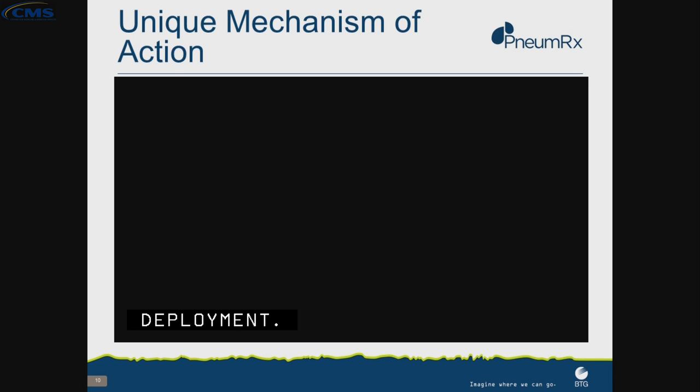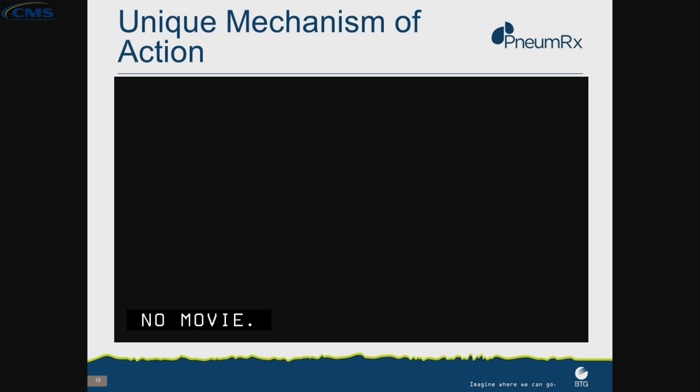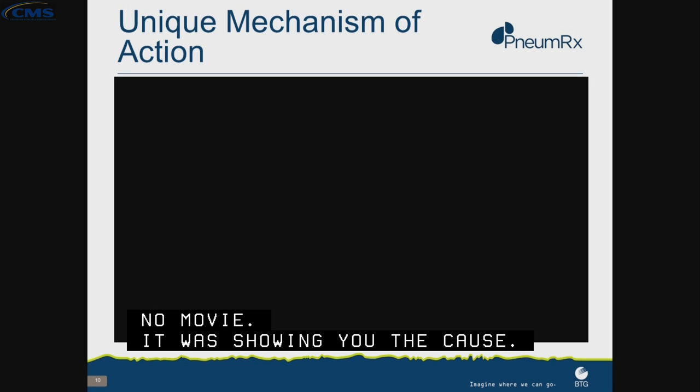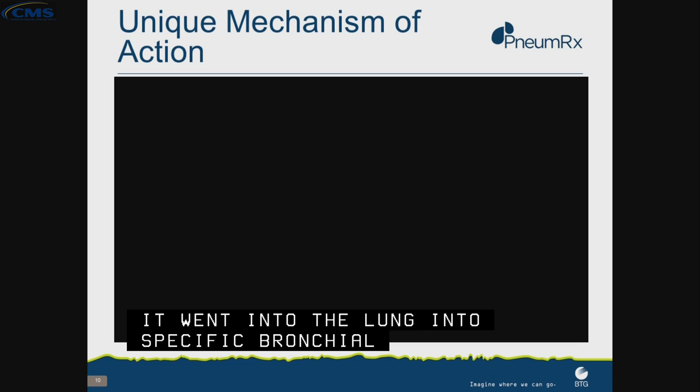All right, so no movie. It was just a movie showing you that the coil is straight, loaded in the bronchoscope. It's let out into the lung, into specific bronchial segments in each specific lobe in the lung, and then it coils down the lung.